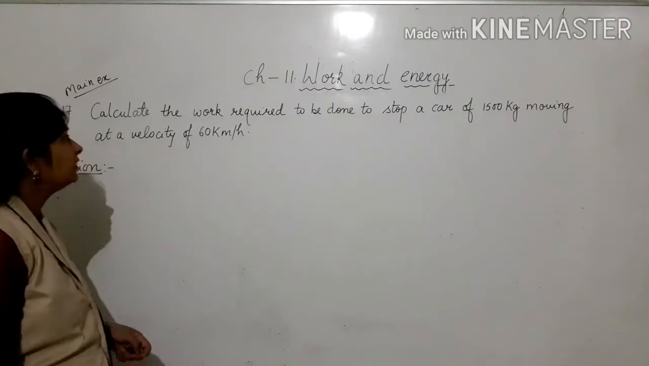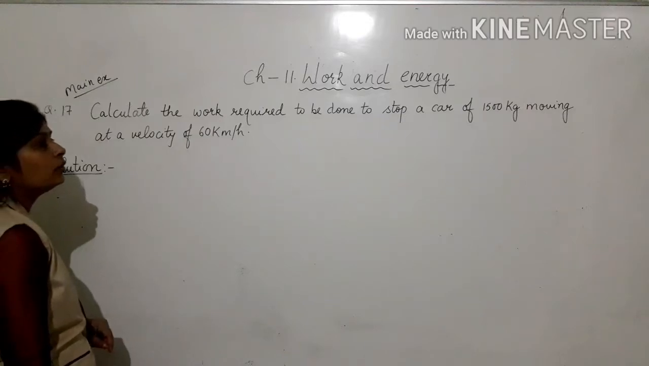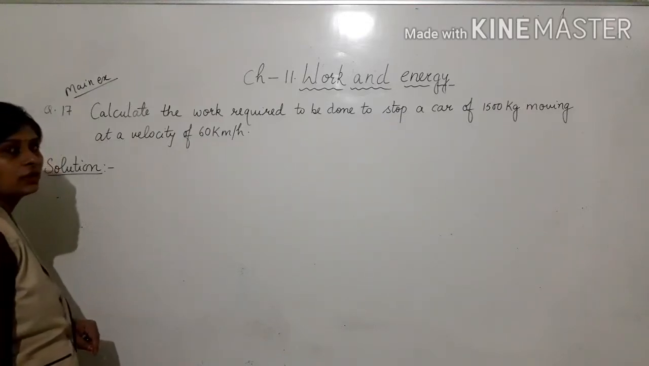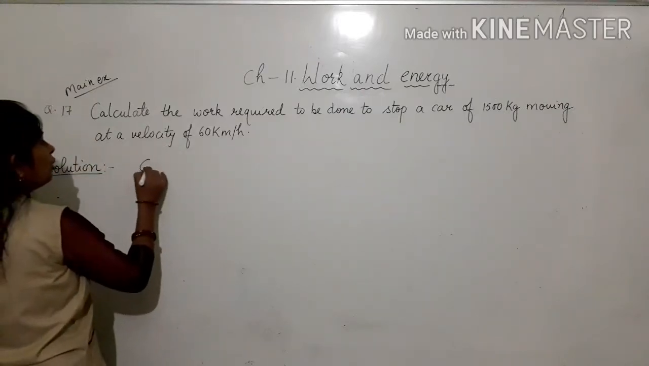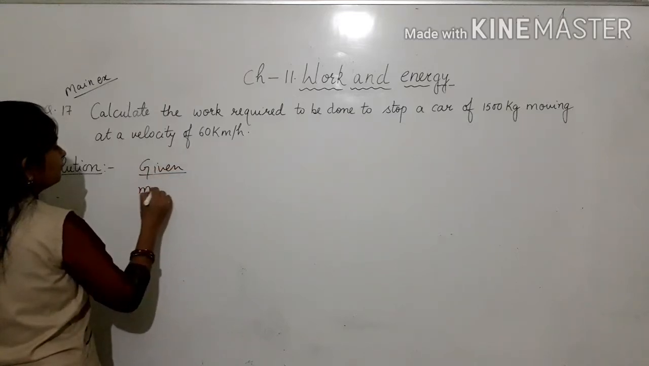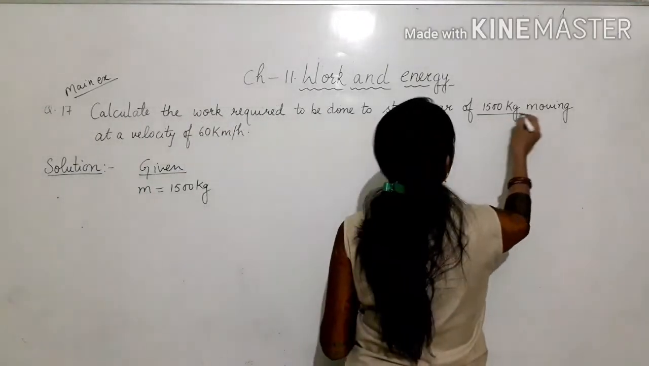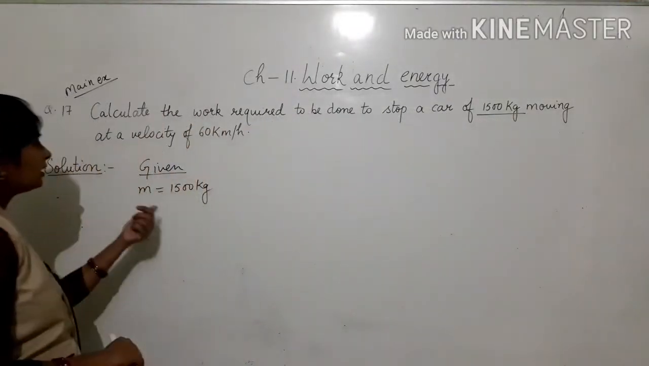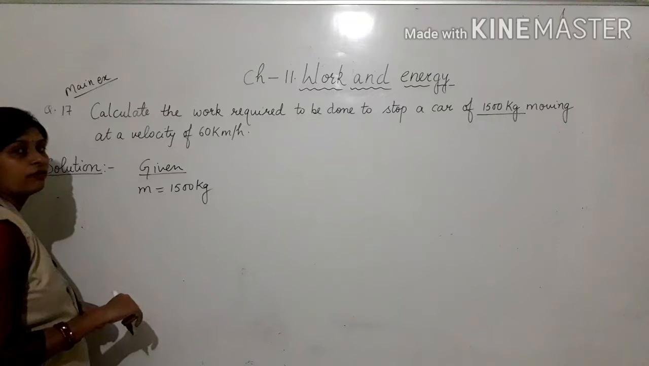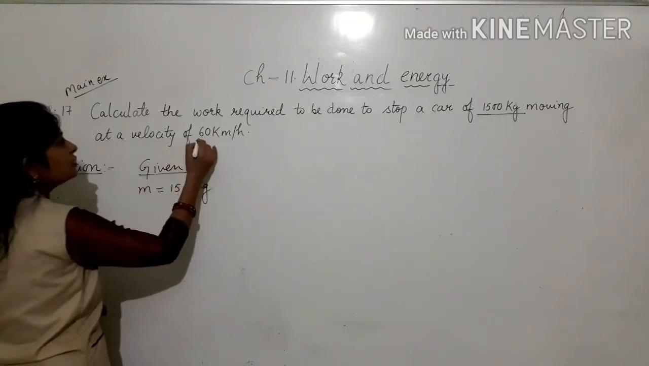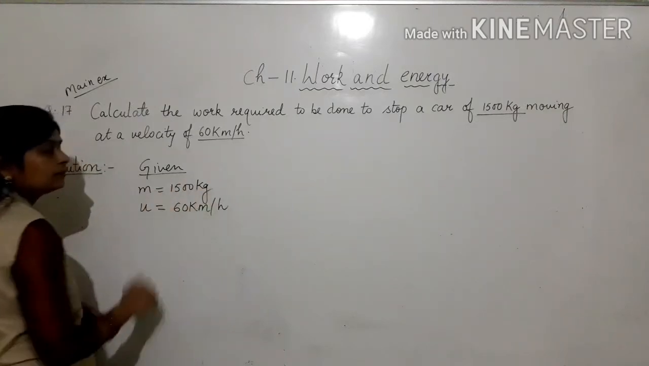Now question number 17. Calculate the work required to be done to stop a car of 1500 kg moving at a velocity of 60 km per hour. So what is given in the question? There is a car of mass 1500 kilogram. So there is a car of mass denoted with small m is equal to 1500 kilogram moving at a velocity of, so it is moving with this initial velocity u, 60 kilometer per hour.